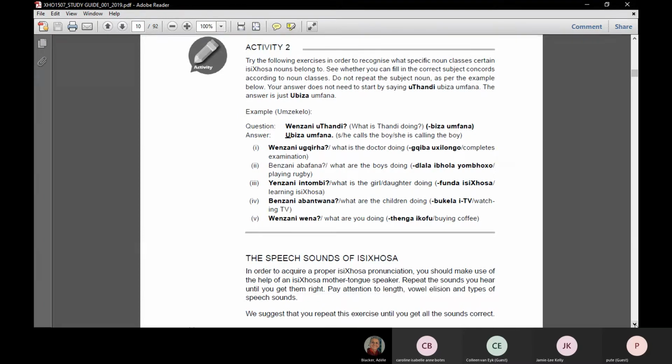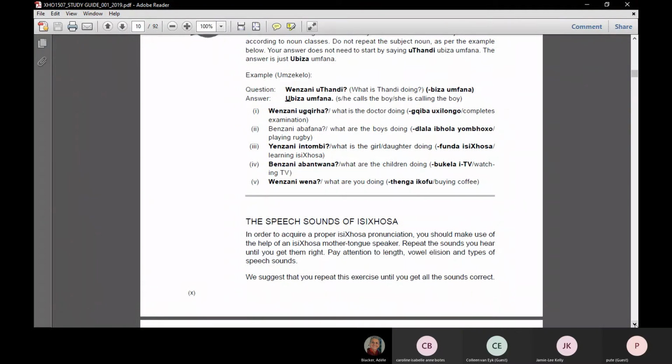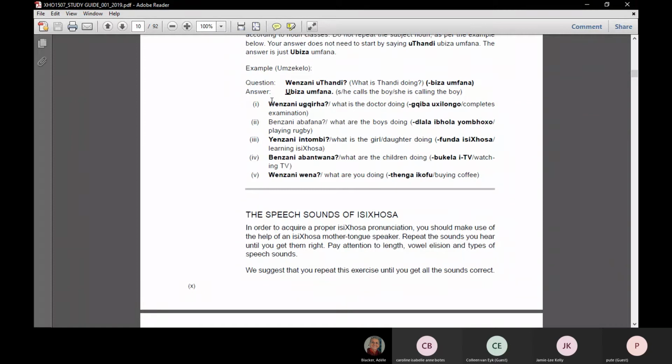We can just give the answer we were going to give, but leave off the subject noun. So the example to this is, the question is, wenzani Utandi? What is Tandi doing? The answer, biza umfana. So you need to add the subject concord to biza umfana to that question, right? The answer is ubiza umfana. The subject concord is u, so which means she is calling the boy.